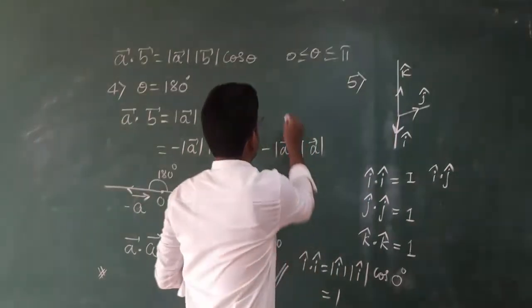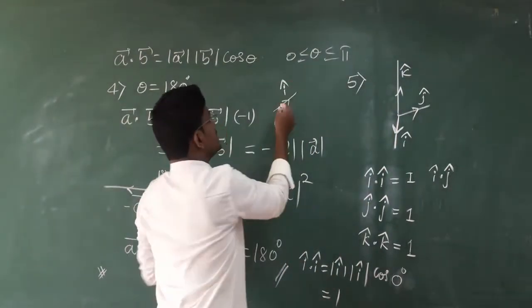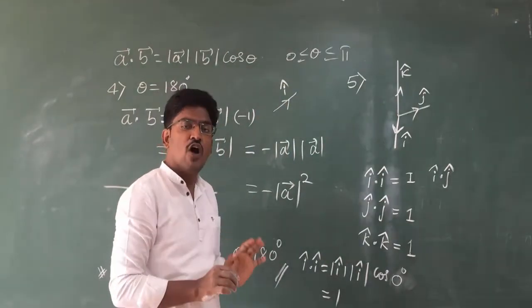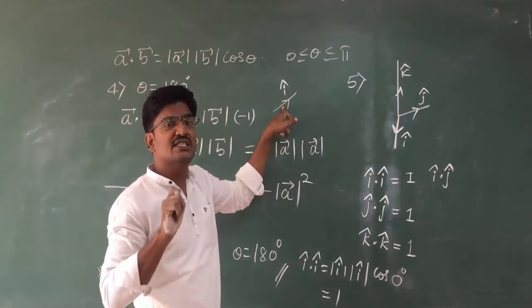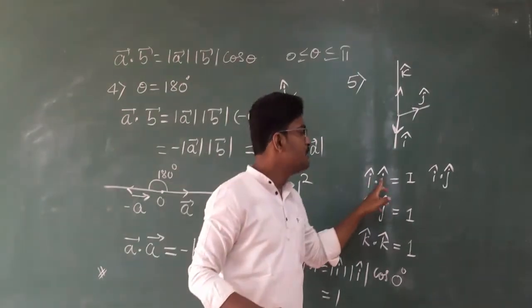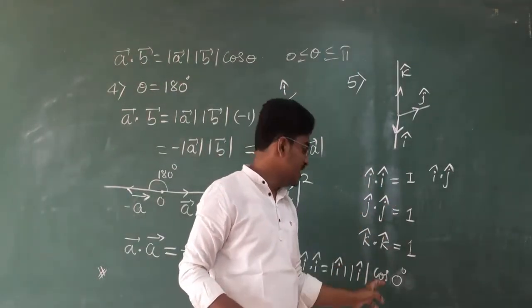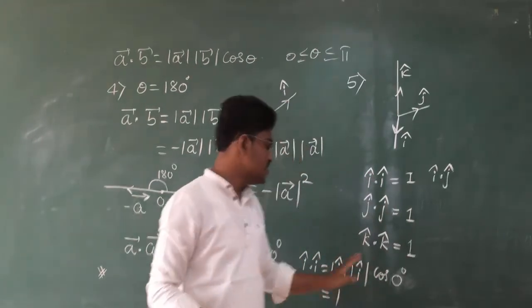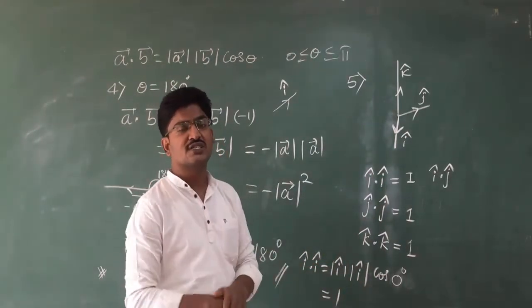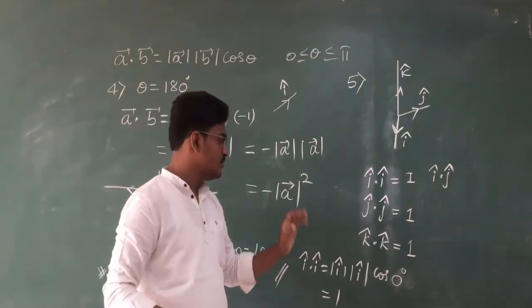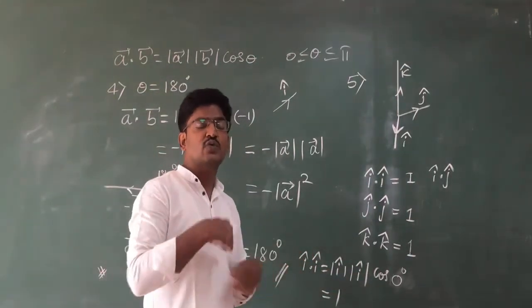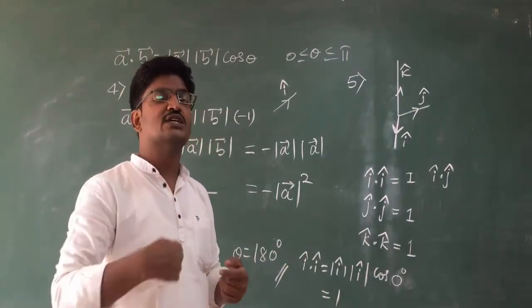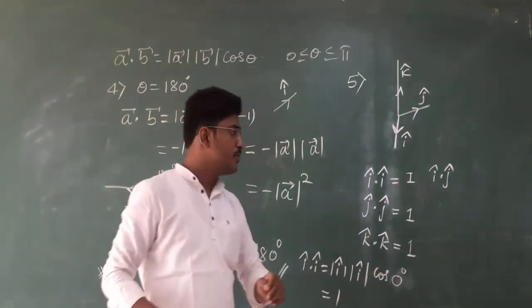Clear? If I take this as i cap, this itself is making a dot product, that means the angle is 0. That's why for i cap dot i cap, it's not 90 degree, it's 0 degree. Cos 0 is 1, cos 90 is 0. Sorry, that's my mistake, no problem. But i cap dot i cap means the unit vector itself making a dot product, that's why theta is 0.